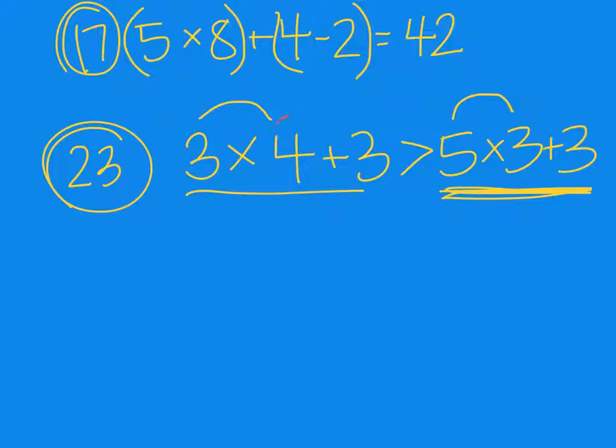So if I do this and say 4 plus 3 first, that's 7 times 3, which gives me 21. And then I don't want to make this side bigger, so I'm going to do this in parentheses first so that I have 15 plus 3, which is 18. My inequality would then be correct. So your placement of parentheses will be around 4 plus 3 and around 5 times 3. Continue doing the rest independently.